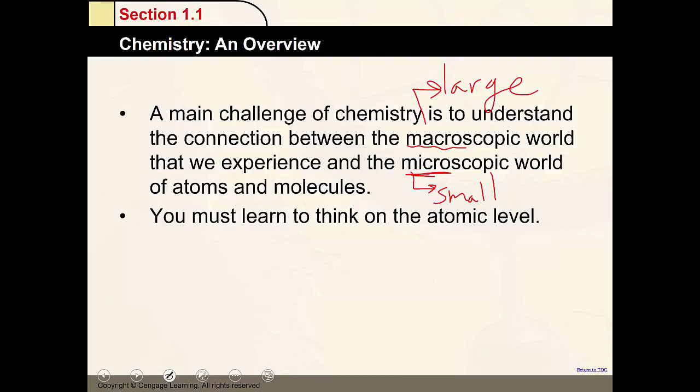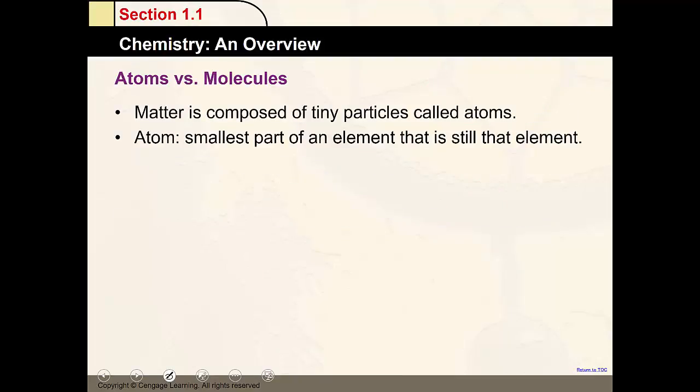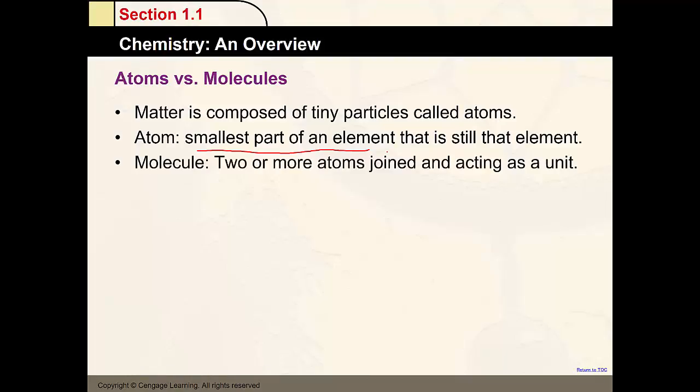Okay, so the difference between atoms and molecules. So first off, an atom is the smallest part of an element that is still that element. So an atom is anything, if you look at the periodic table, which we'll talk more about next unit as well, an atom is any one of those elements on the periodic table, while a molecule is two or more atoms joined together acting as a unit.